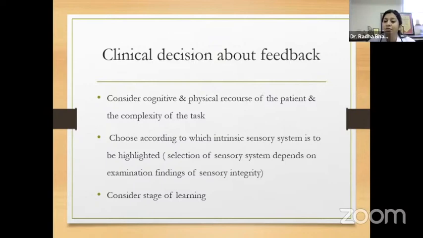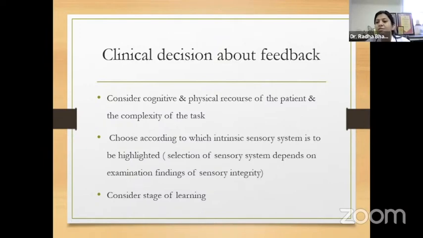If your patient has a low cognitive level, then you may need to give him verbal as well as tactile feedback, and give immediate feedback after every performance. Maybe after many sessions, you may move towards the faded feedback, but initially for many sessions, you need to focus with those things. So while deciding which type of feedback that you need to give, cognitive level needs to be taken into consideration, resources, plus your resources as well as physical resource of the patient, that you need to take into consideration, and the complexity of the task.